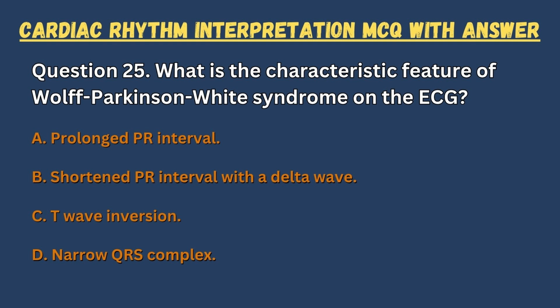Question 25. What is the characteristic feature of Wolff-Parkinson-White syndrome on the ECG? A. Prolonged PR interval. B. Shortened PR interval with a delta wave. C. T wave inversion. D. Narrow QRS complex.